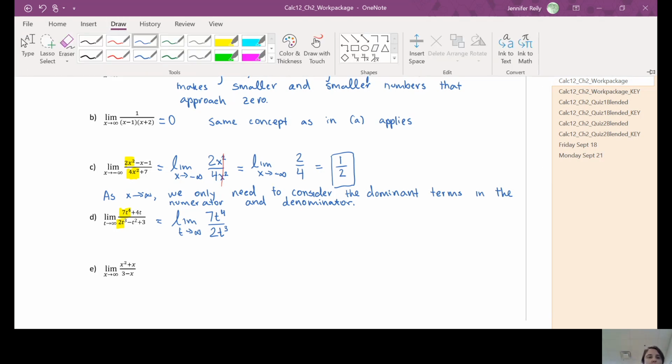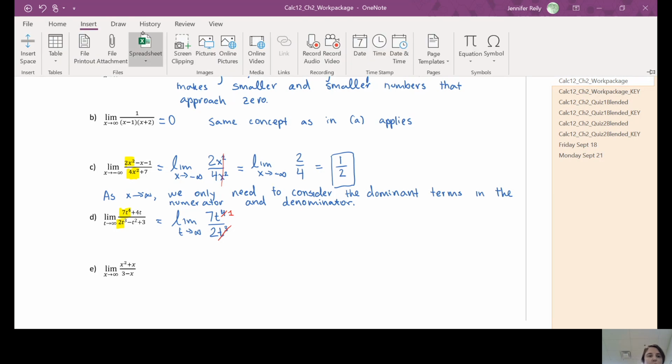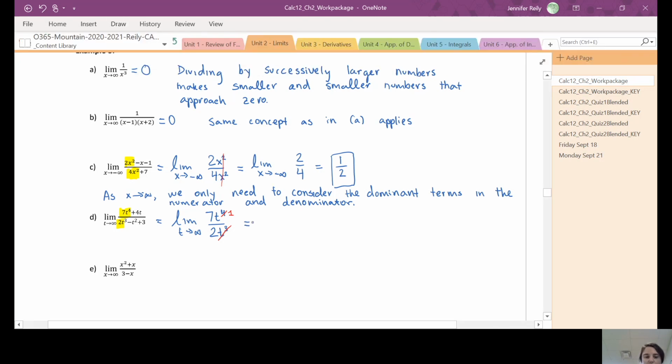And we do have some cancellations. We have t cubed fully canceled in the denominator, and we'll take away 3 t's in the numerator, and we will be left with the limit as t goes to infinity of 7t over 2. Now we have to look at that. So we can't plug infinity directly in here. 7 times infinity divided by 2 is not an actual number. However, as we plug in larger and larger numbers, we can see that this is going to grow and grow and grow. It's going to get larger and larger and larger.